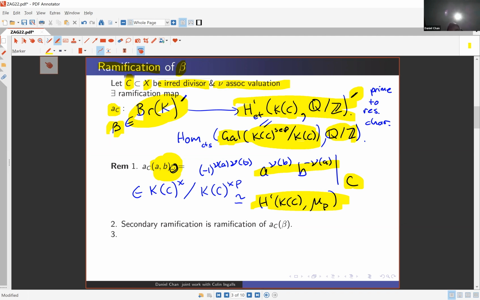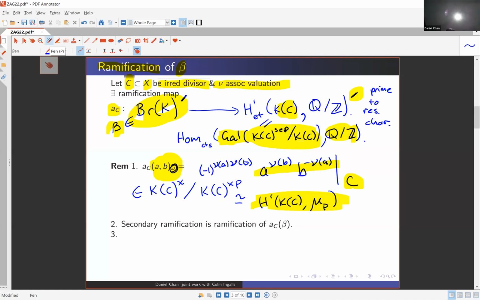Okay, so there are kind of two remarks that I want to make about this ramification. The first one is that when you look at this AC, the values inside here on this right-hand side, what you'll find is that it classifies cyclic extensions of the function field of that curve. So you can talk about ramification of that cyclic extension, and that's called secondary ramification. So you can look at AC of beta, which classifies cyclic extensions of this function field of the curve, and you can look at ramification of that. So ramification of ramification, that's secondary ramification.